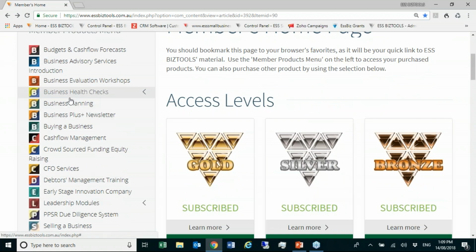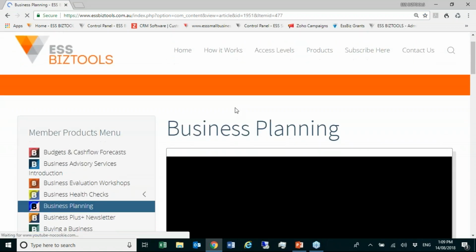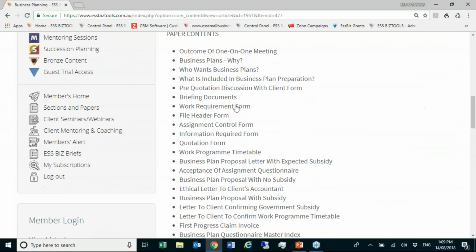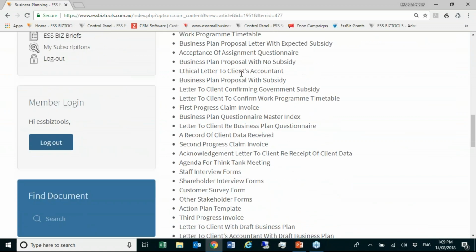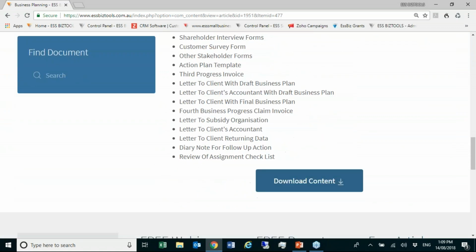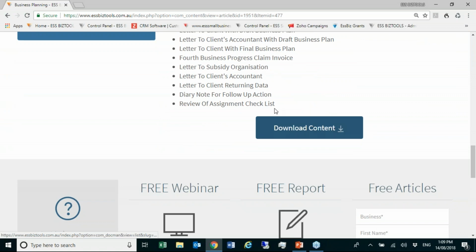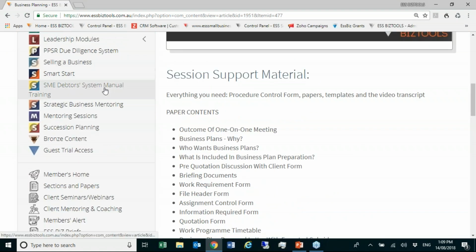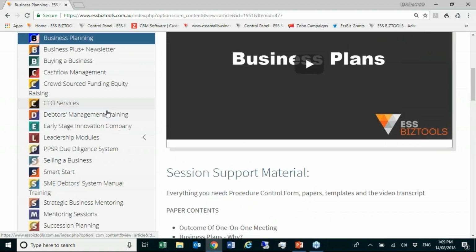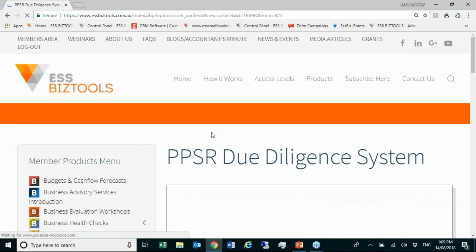The next area I want to look at is business planning. So you just click on business planning. There's a whole range of material within business planning, and then you'd click on to download the content. And the debtors management training, early stage innovation company, personal property securities register due diligence system.